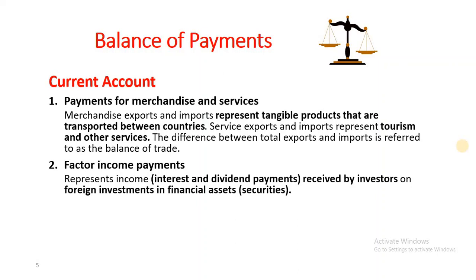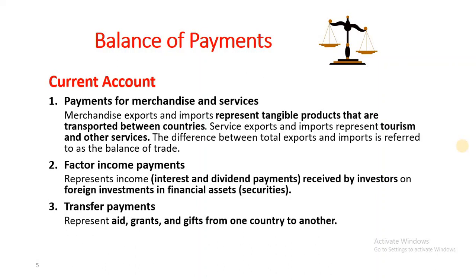The second component of current account is factor income payments. It represents income received by investors on foreign investment in financial assets. For example, if a Bangladeshi investor invests in the Indian capital market and receives interest or dividend payments, that will be part of factor income payments.